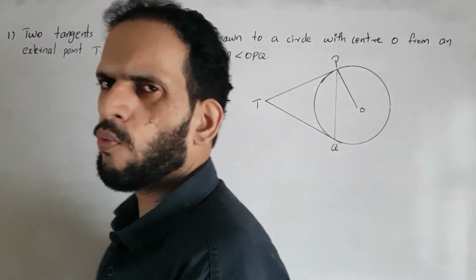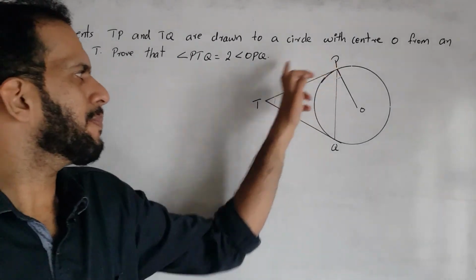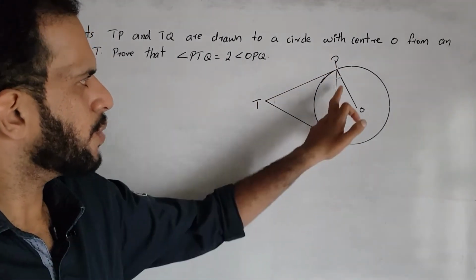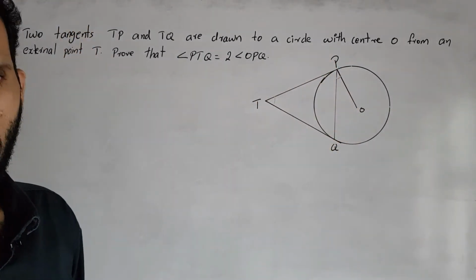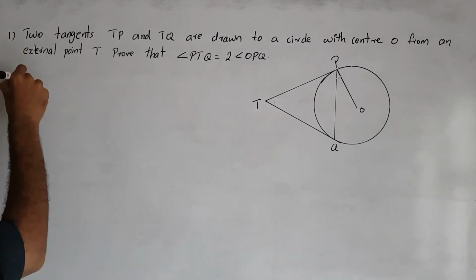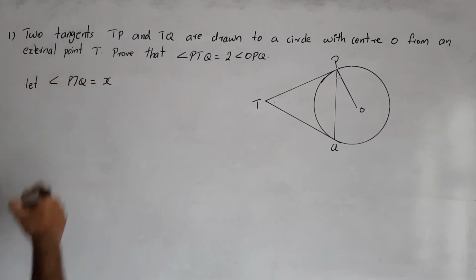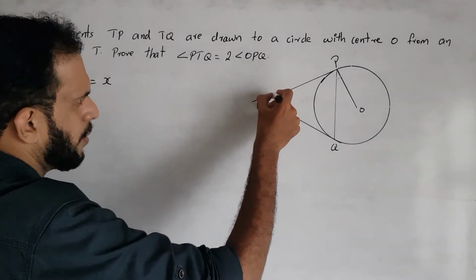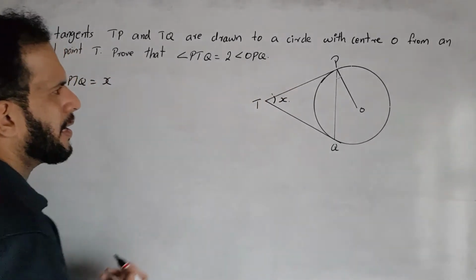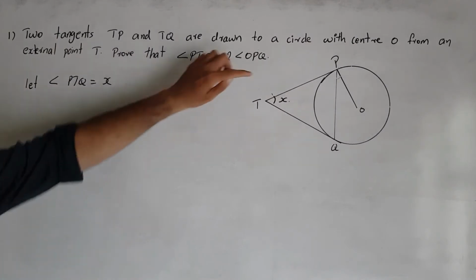Okay, so what do we want to prove? We want to prove here angle PTQ is equal to 2 angle OPQ. Clear? So we start like this. Let angle PTQ be equal to x. We are choosing this value as x. Angle PTQ is equal to x.